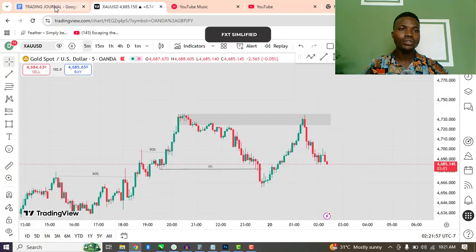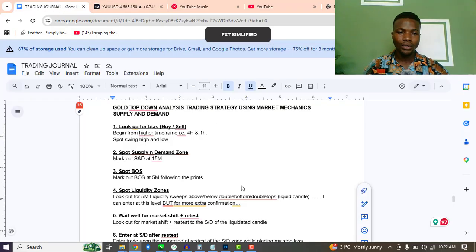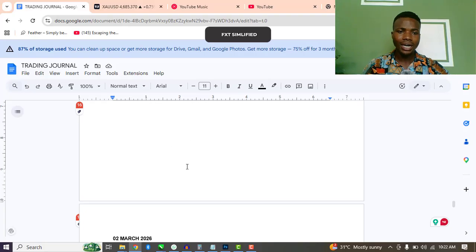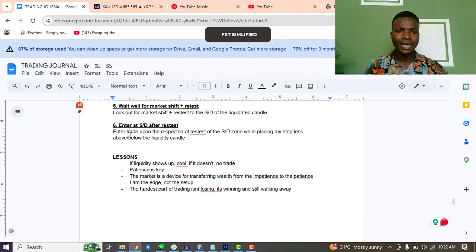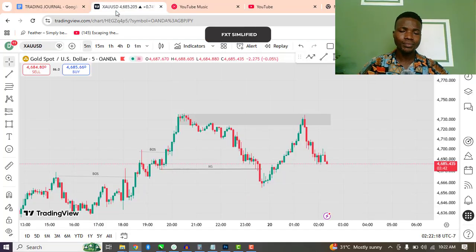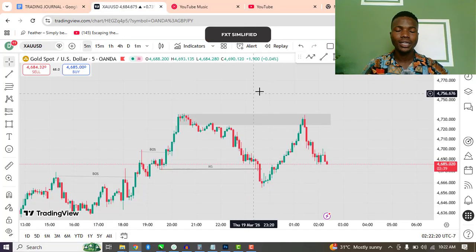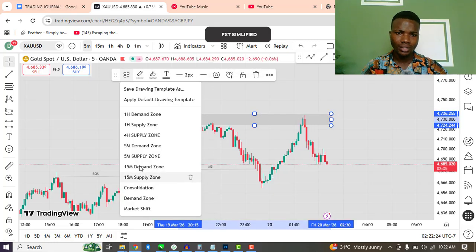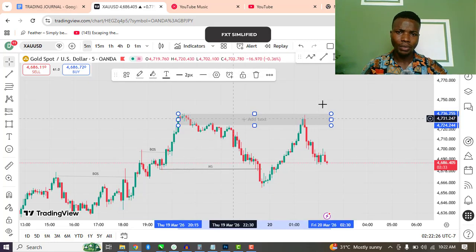So right now, let us look at the next thing. Wait for retest, and after that, number six, the last but not the least, is to enter the trade upon the respected retest of either the supply or demand zone, while placing my stop loss above or below the liquidated candle. So it simply means that this is my supply zone. This is my 5 minutes supply zone.